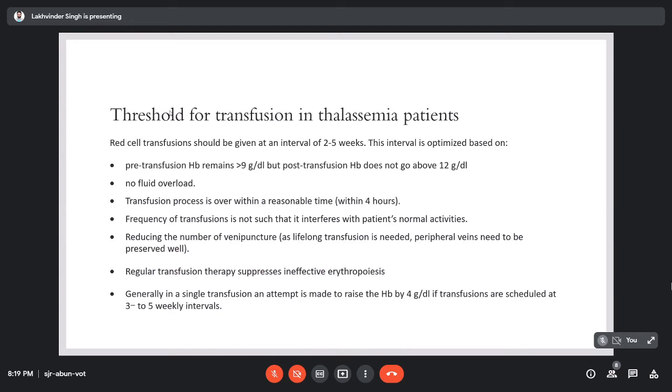The iron absorption increases because of ineffective erythropoiesis. If you suppress the ineffective erythropoiesis, there would not be an increase in absorption. There will be fewer chances of iron toxicity. Generally, in a single transfusion, an attempt is made to raise the hemoglobin by 4 gram per deciliter. Suppose the patient comes with 7 or 8, then we raise by 4. If transfusions are scheduled at 3 to 5 weekly intervals, the hemoglobin should not exceed 12. This has to be kept in mind.